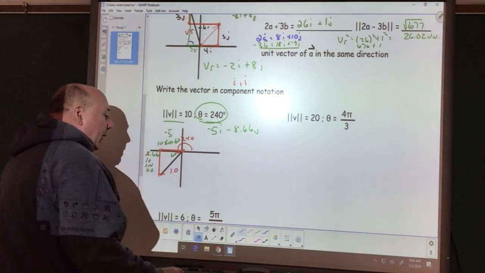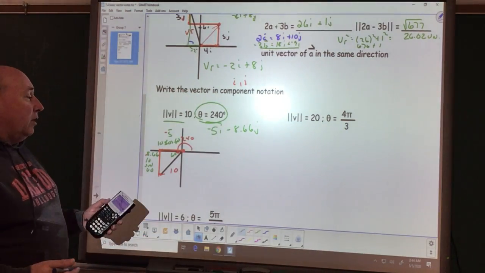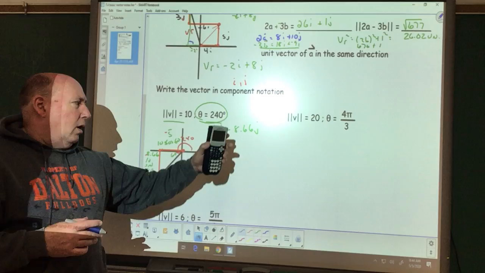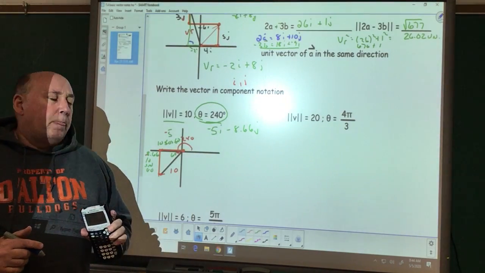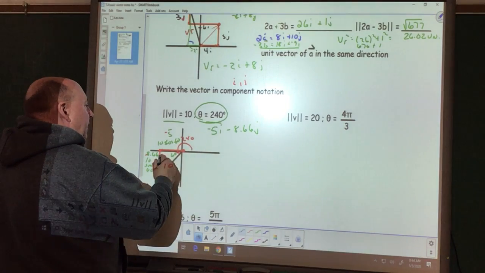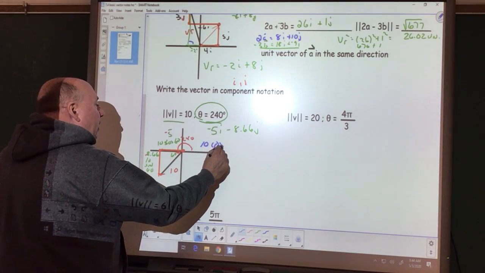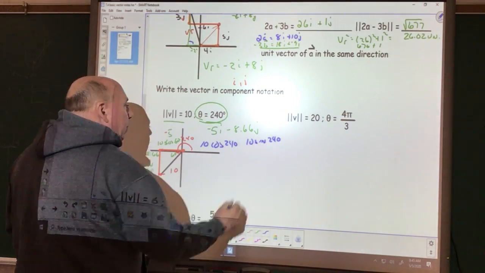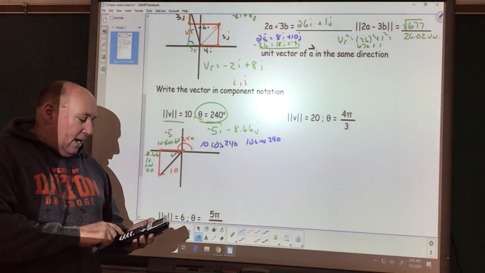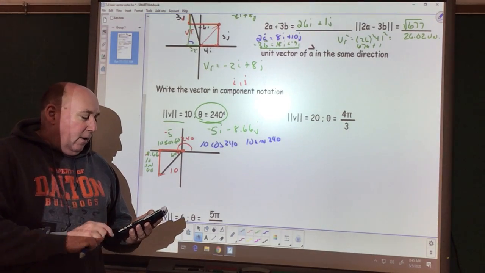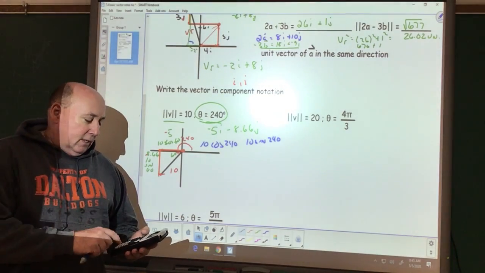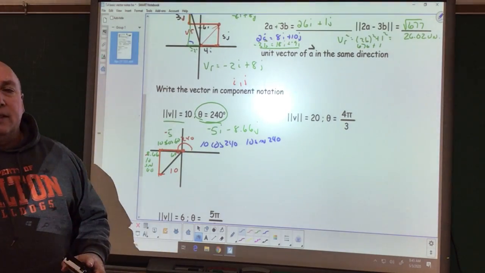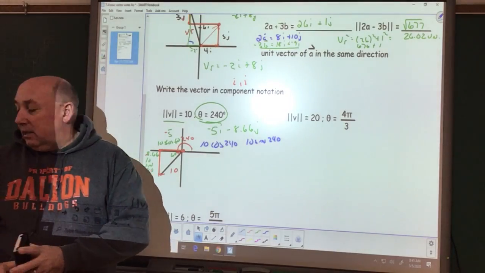But what would be nice about this, once you work through enough of these, your calculator is set up for an east reference rotation. So if I would take 10 cosine of 240 and 10 sine of 240, 10 cosine 240, what happens is the negative comes out for us. The 10 sine 240, I get negative 8.66. They come out for us.